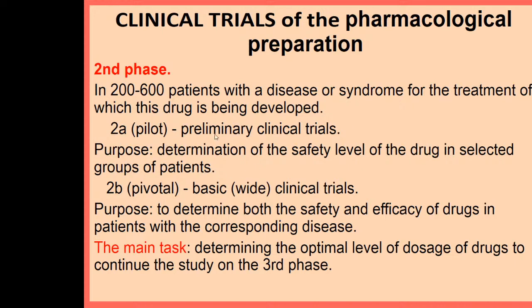So, pilot trials, the purpose is determination of the safety level of the drug in selected groups of patients. Pivotal or basic clinical trials phase has the purpose to determine both safety and efficacy of drugs in patients with the corresponding disease. The main task of the second stage is determining the optimal level of dosage of drugs to continue the study during the third phase.